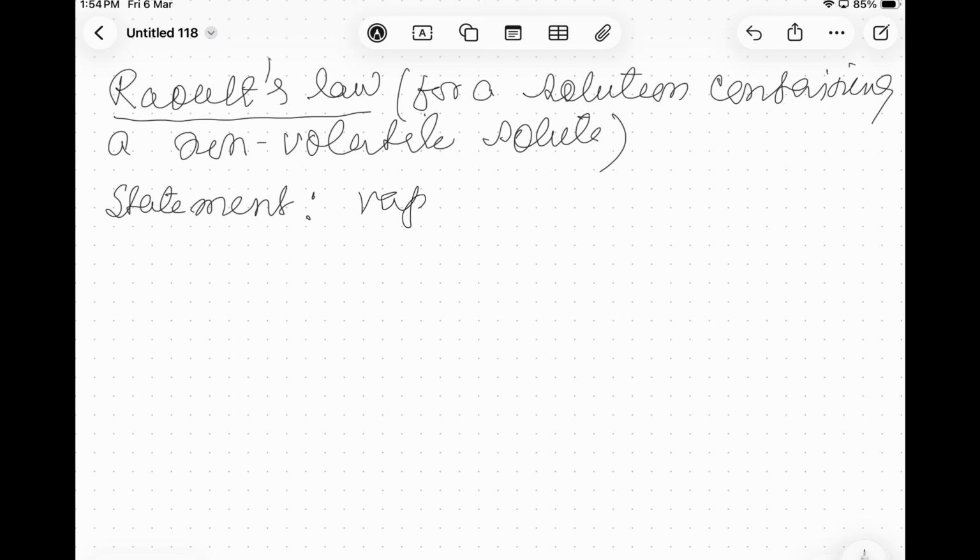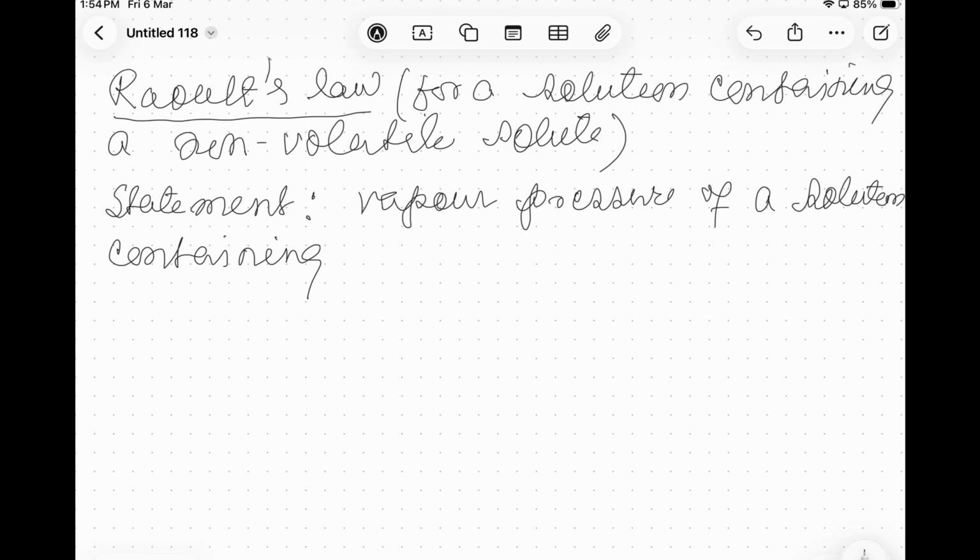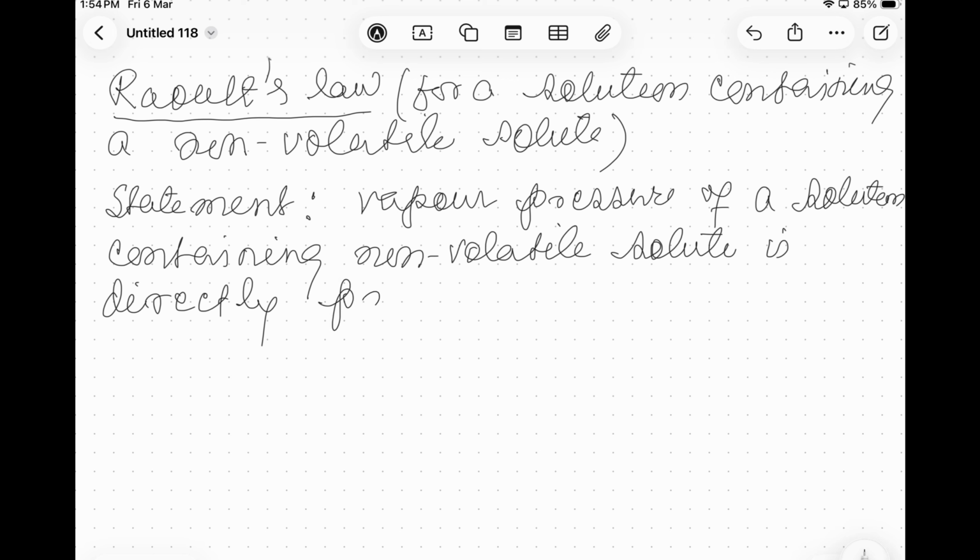Vapor pressure of a solution containing non-volatile solute is directly proportional to mole fraction of solvent.